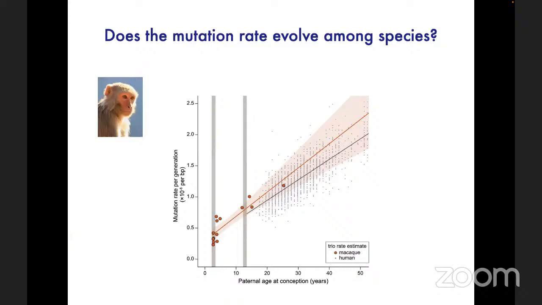So again, here are my macaques and my humans. For the macaques, it's really just one line. This bar is the human puberty age. This bar is the macaque puberty age. I'm just extending it so that macaques are little baby humans. They're having kids at 5. So has the mutation rate actually evolved, or are we mismeasuring it?